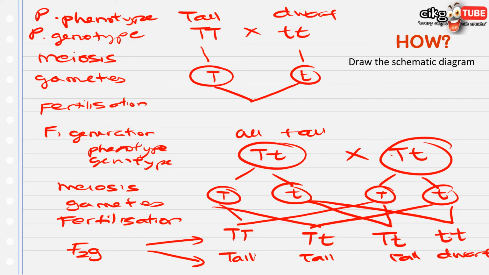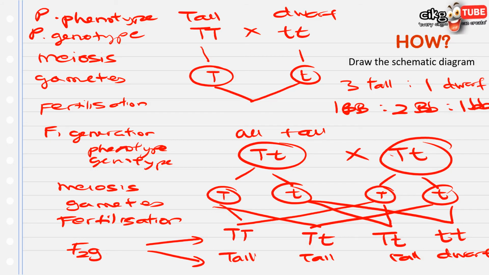So when they ask you to calculate the ratio, you can say 3 tall to 1 dwarf. This is the phenotypic ratio. If they ask you the genotypic ratio, that will be 1 TT to 2 Tt to 1 homozygous recessive. So it depends on the question. Sometimes the question asks you for percentage. So here 75% will be tall to 25% dwarf. So the ratio for the F2 generation is 75% tall to 25% short or dwarf. So that is how you do it.